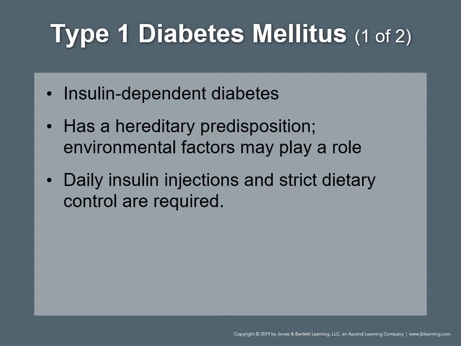The body develops autoantibodies that incorrectly identify the body's own tissues. The rate of beta cell destruction is variable. Latent autoimmune diabetes in adults is a variant of type 1 diabetes that occurs in adults older than 30 years of age. Patients with latent autoimmune diabetes in adults will ultimately require insulin therapy. In addition to daily insulin injections, strict dietary control must be observed.